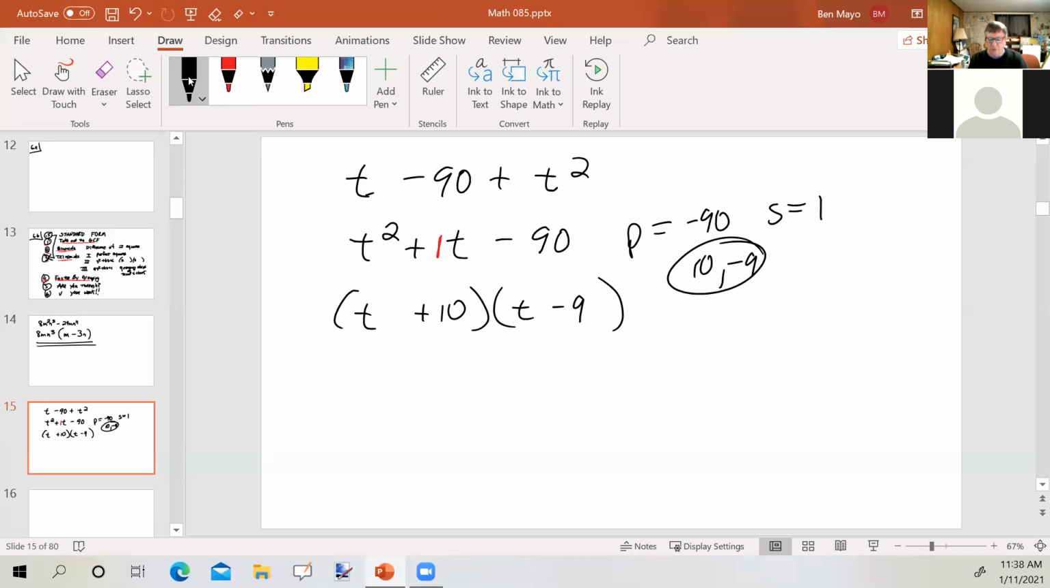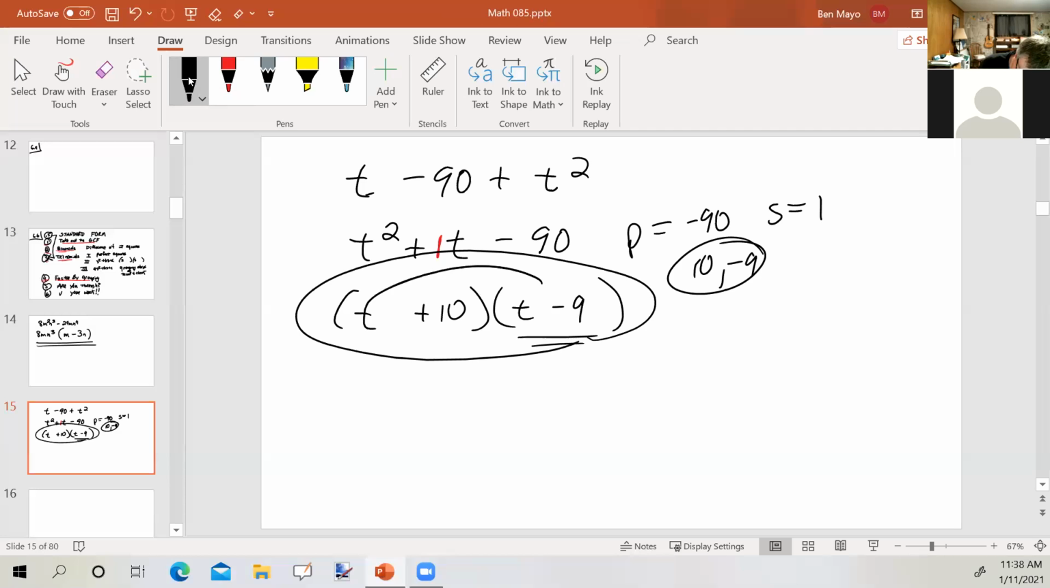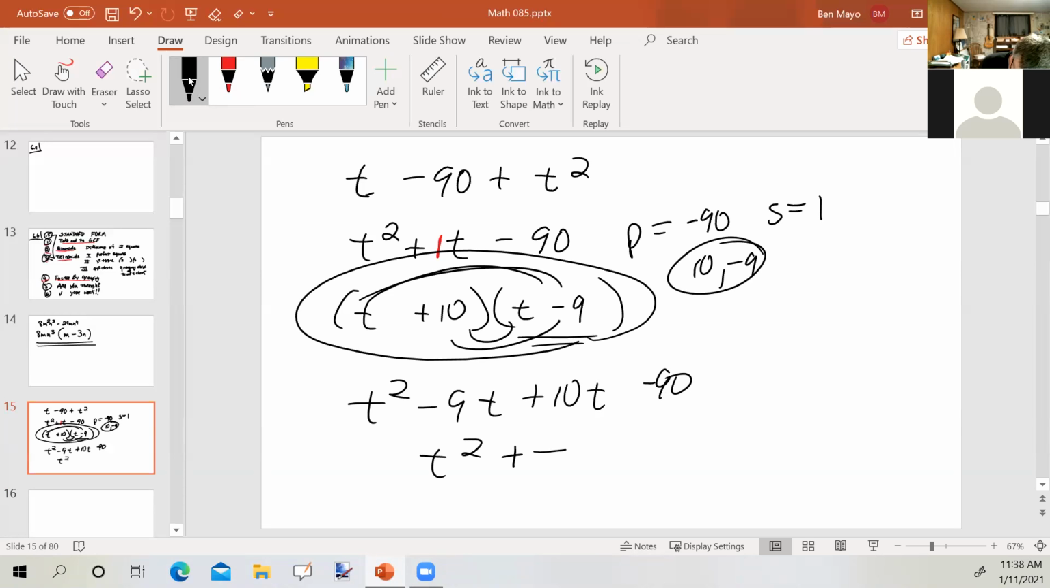Can we do anything further? Well, this is a binomial. 9 is a perfect square, but t is not a square, so that's as far as we can go. To check our work, we'd multiply things back together. T squared minus 9t plus 10t minus 90, t squared plus t minus 90, and it checks. So this is correct.